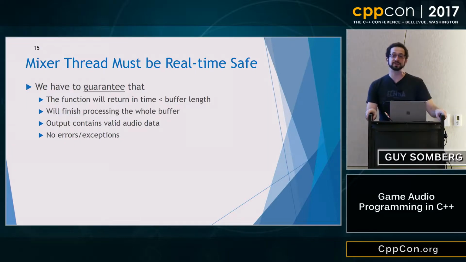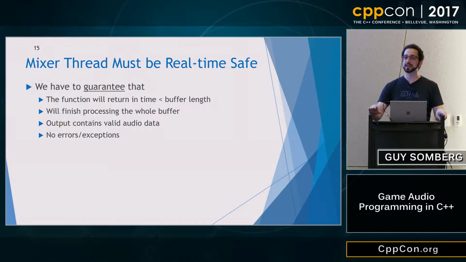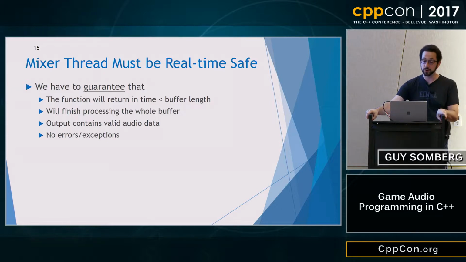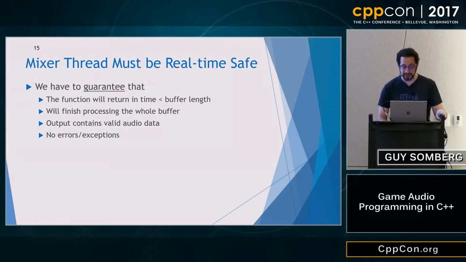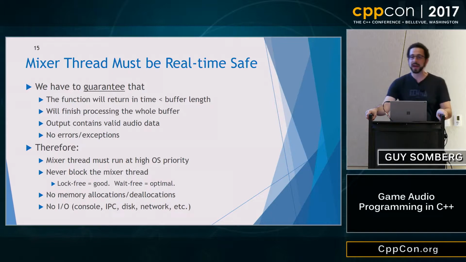We have to guarantee that we finish processing the whole buffer. We can't exit early and then come back to it. Once you finish, it's gone. We have to guarantee the output contains all valid audio data. So typically this will be either signed integers or floating point numbers in the range -1 to +1. And we have to guarantee that there are no errors or exceptions. So to provide these guarantees, we have to do a few things.